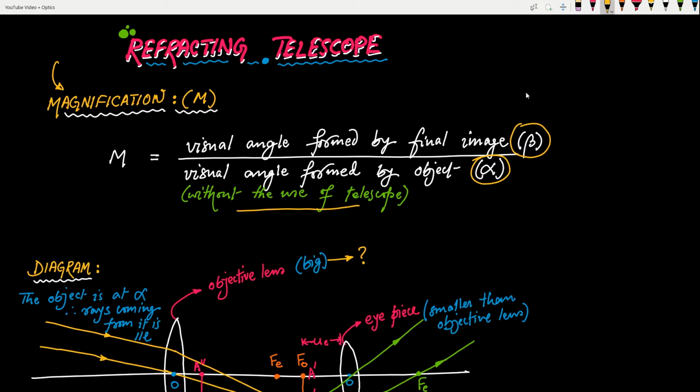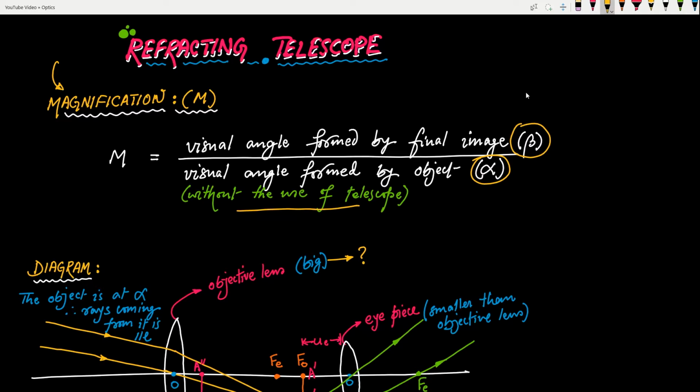Now, you're looking at a very distant object, for example, moon or Mars. So, if you want to check the visual angle found by the object without the use of telescope, then you'll get alpha. But can you bring the moon to capital D, that is the distance of distinct vision? It's impossible. So we won't be using that formula because that's impractical. So we'll be using this formula, that is visual angle found by the object without the use of telescope. Okay, I hope this is clear.